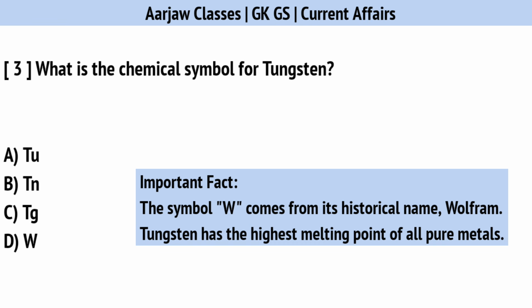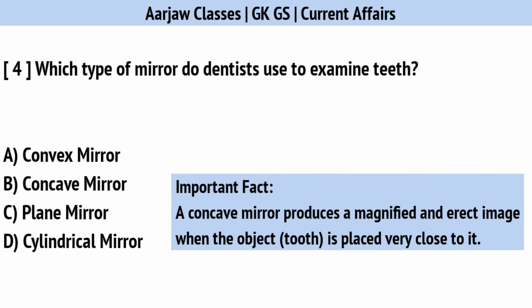What is the chemical symbol for tungsten? Correct option is D, W. Which type of mirror do dentists use to examine teeth? Correct option is B, concave mirror.